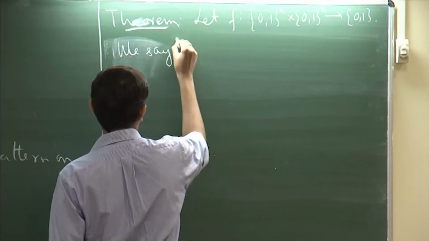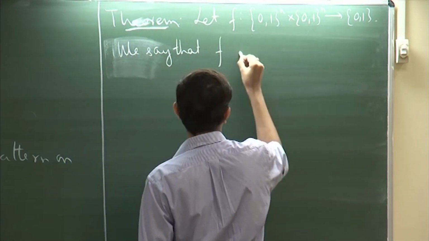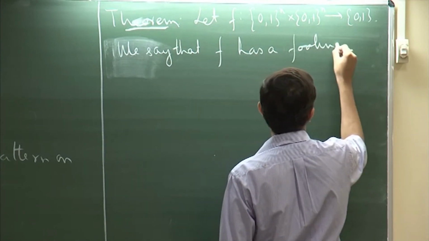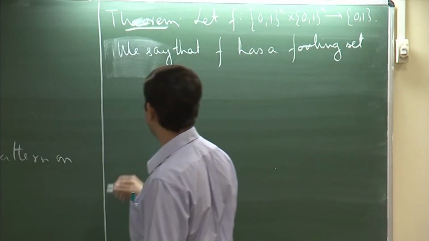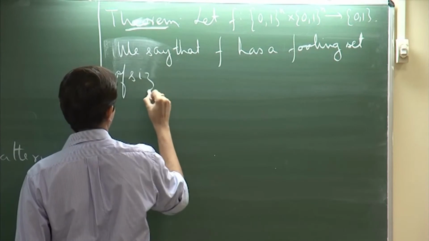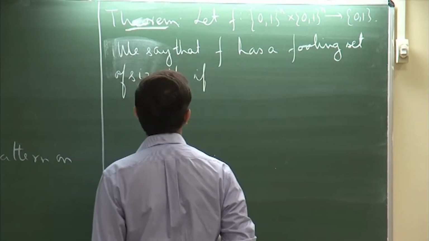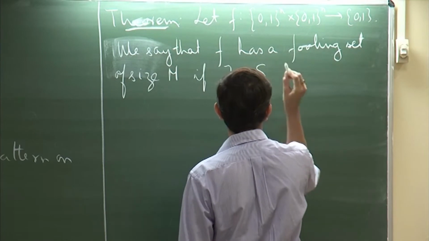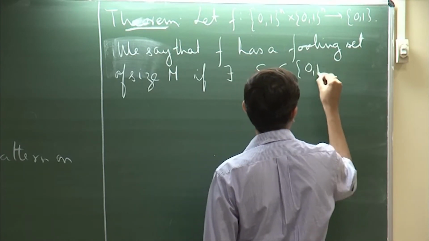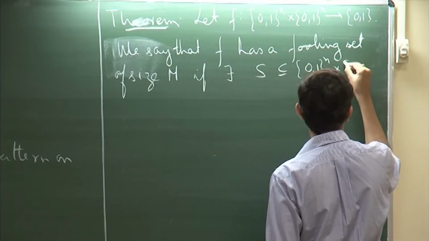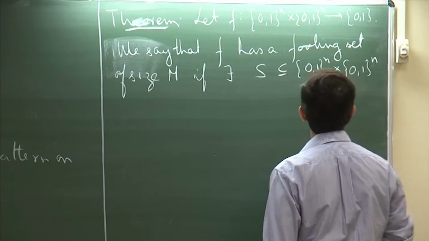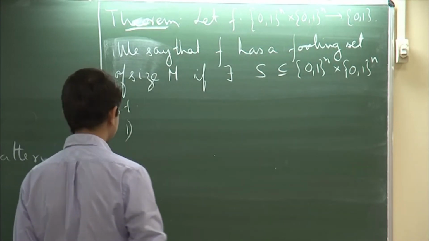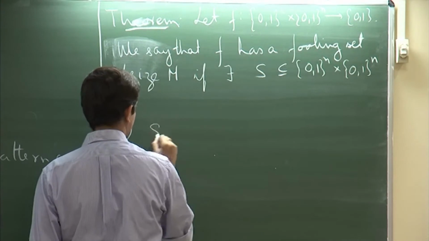So, we say that f has a fooling set of size m if there exists a set of input pairs, there exists some S which is a subset of 0 1 to the power n cross 0 1 to the power n, such that the following is true. The first is that the cardinality of S is equal to m.